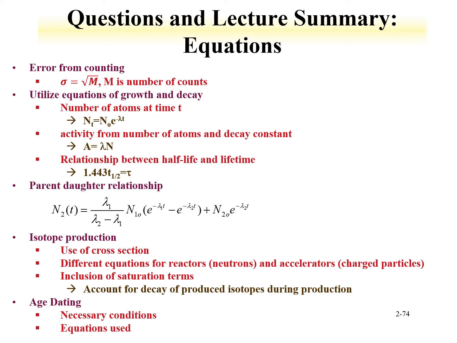For isotope production, you should be able to use cross-sections for isotope production and understand there are different equations for reactors and accelerators. And you should be able to include the saturation term that accounts for the decay of produced isotopes during production. Finally, this lecture discussed age dating using isotopes. You should be able to understand what the necessary conditions are for dating to be successful and what equations can be used for this, particularly the different equations that are used for carbon-14.